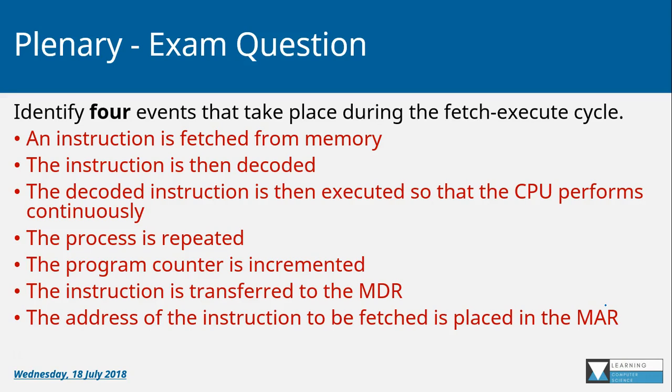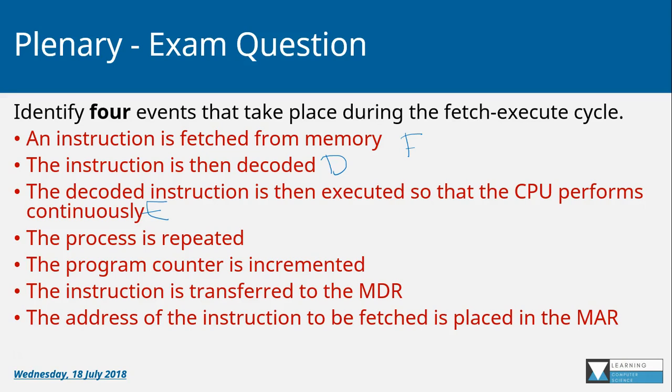The first one is to say the instruction is fetched from memory. The second says the instruction is then decoded, and the next says the decoded instruction is then executed. That is literally the F, D, and E of the fetch, decode, execute cycle, the 3 main stages. The next one is that the process is repeated. As we could see, the FDE cycle loops continuously, it keeps going until it needs to stop.